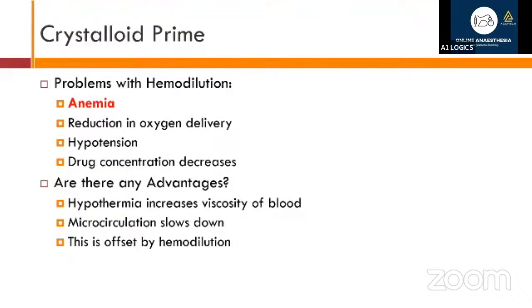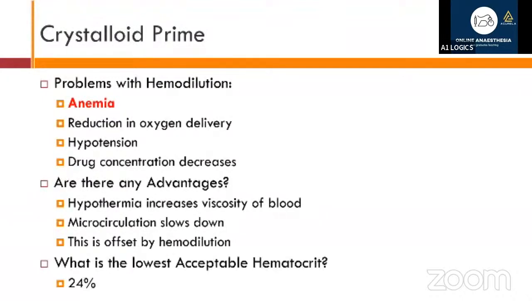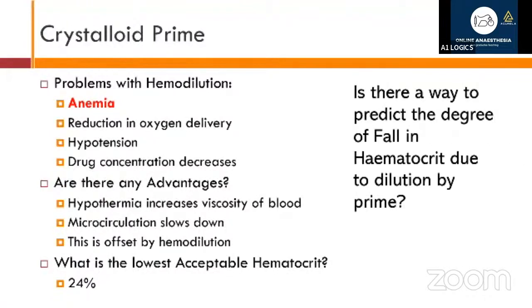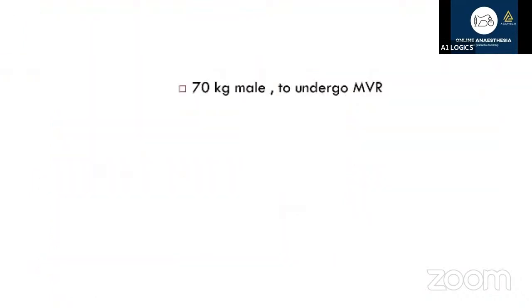So there are advantages of prime solution also. So how much anemia is acceptable? Hematocrit of 24 is acceptable. Is there a method to detect how much anemia is going to occur in a patient even before he is instituted on bypass? Yes, there is a method. So let's look at an example.